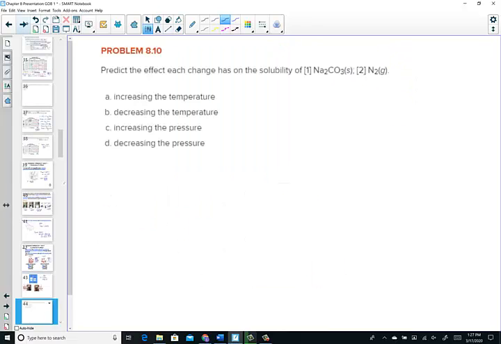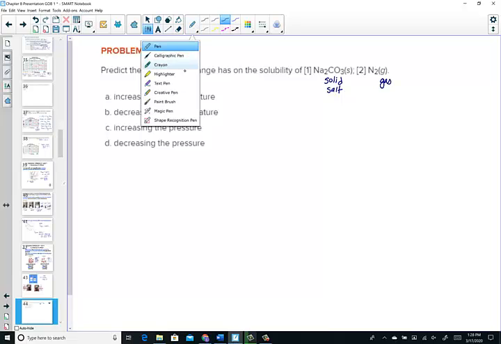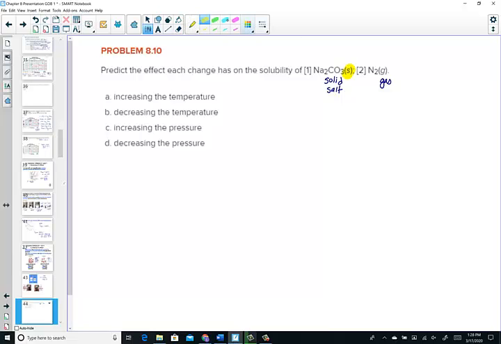So let's predict the effect of each change on the solubility of sodium carbonate, which is a solid, and molecular nitrogen, which is a gas. And you see how I'm pulling that out? Ionic compounds are solids at room temperature. Nitrogen is a gas. So let's take increasing the temperature first for sodium carbonate. We said that increasing the temperature of solids increases the solubility of solids.